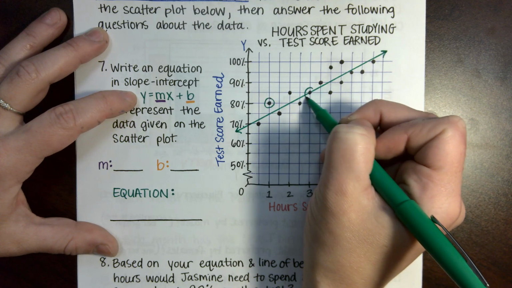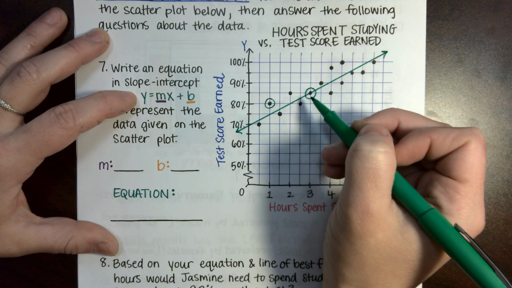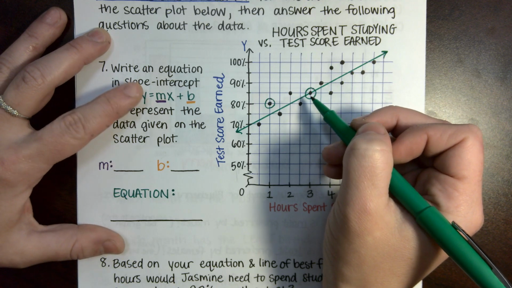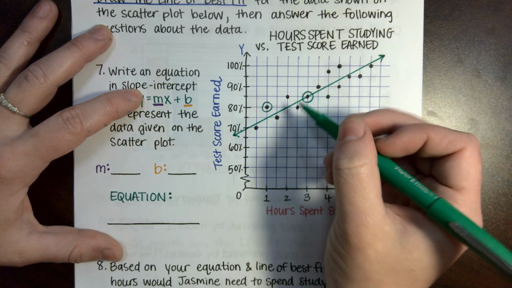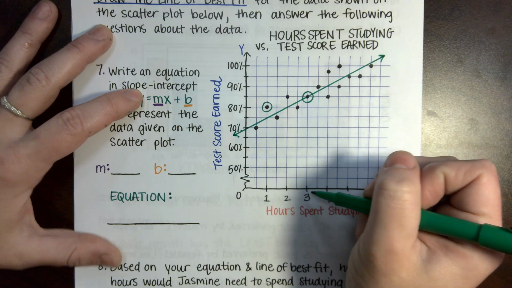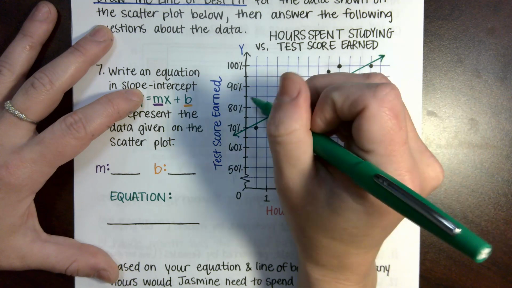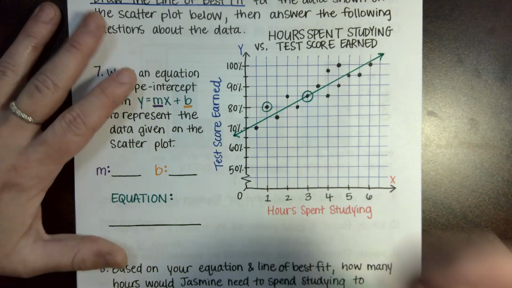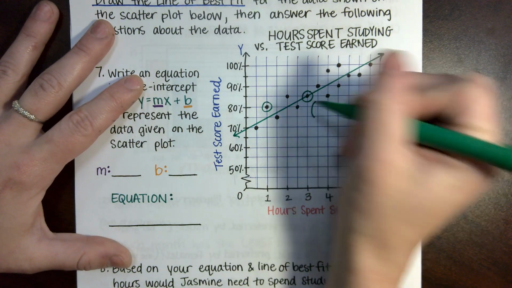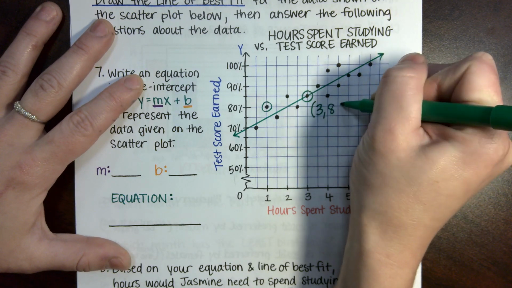Could I use this data point? Yes, I could. This one is touching the line. So I'm going to go ahead and write out the coordinate for that. What would my coordinate be here? 3 and 85. Yeah, we'd go over 3 on the x-axis, and it goes up 85% on the y-axis. So our first coordinate that I chose, you could choose different ones, I'll do 3 and 85.